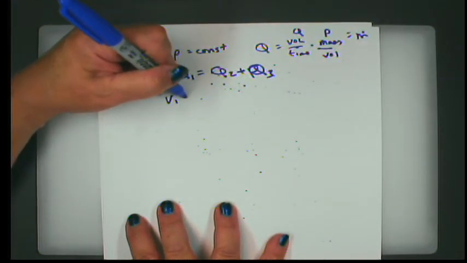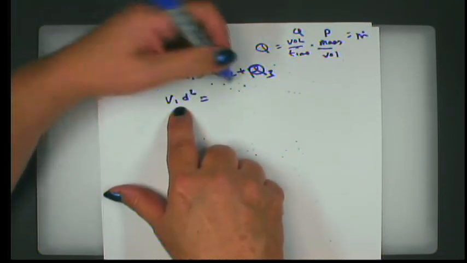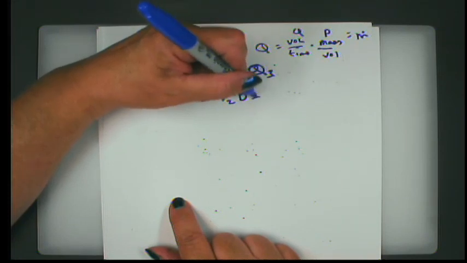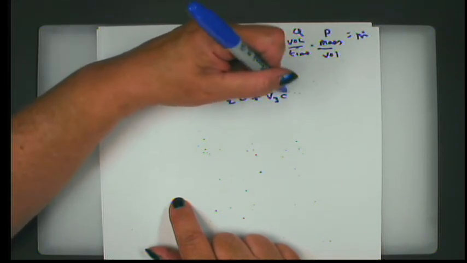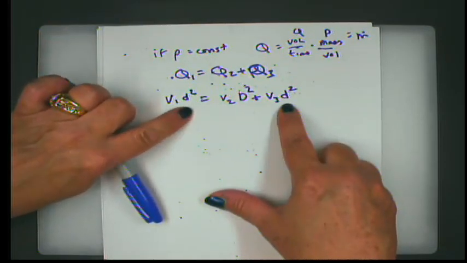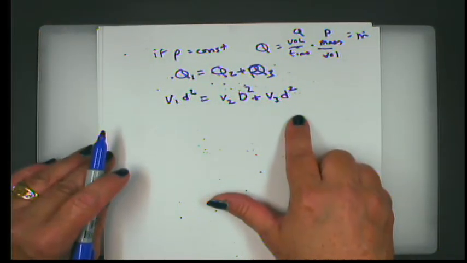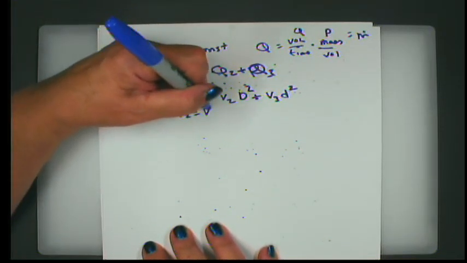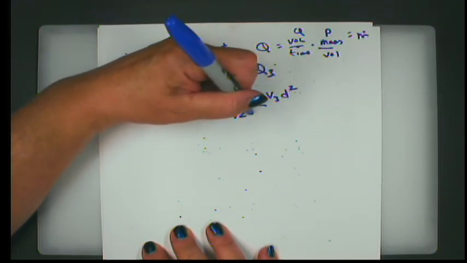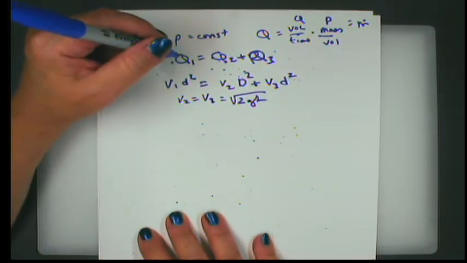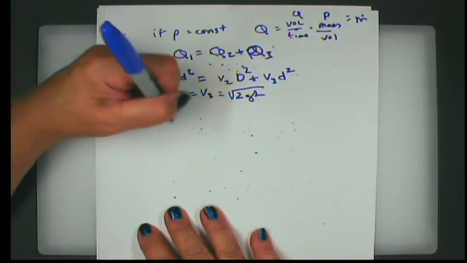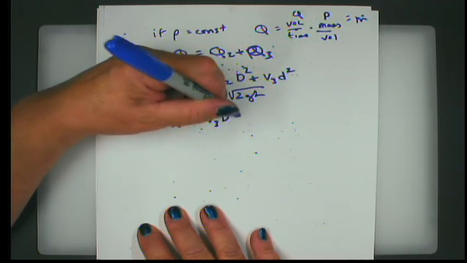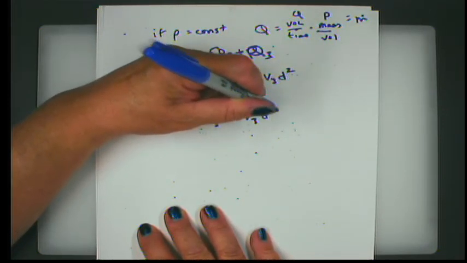And then we can just write out an equation for those. So we have V1 times little d squared equals V2 times big D squared, plus V3 times little d squared, because these are the same on the inlet and on the one outlet. All right, now we also know that V2 is equal to V3 is equal to the square root of 2gh. And so we get that V1 little d squared equals V3 big D squared plus V3 little d squared.